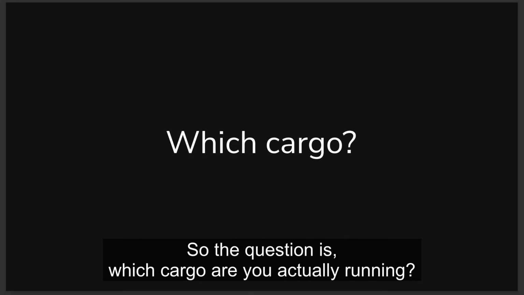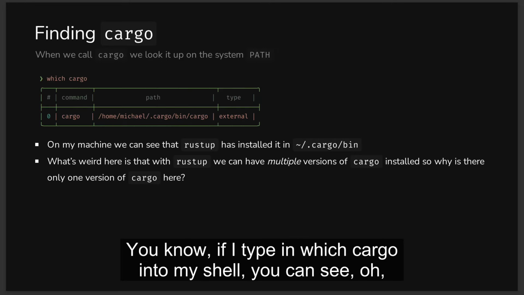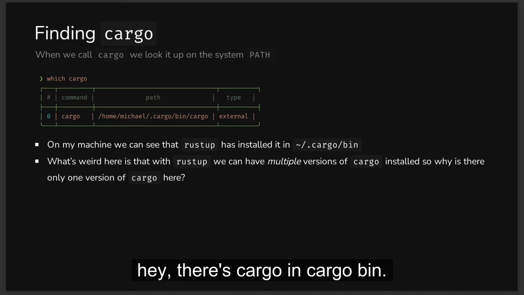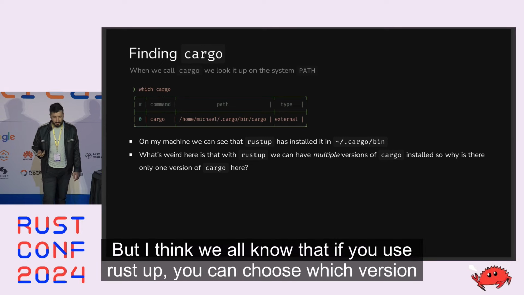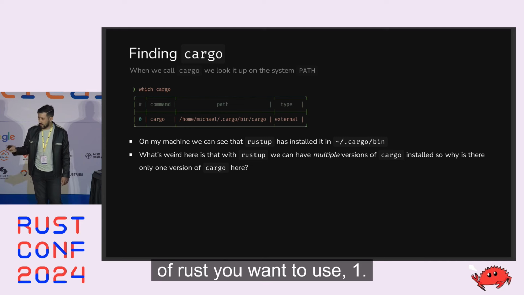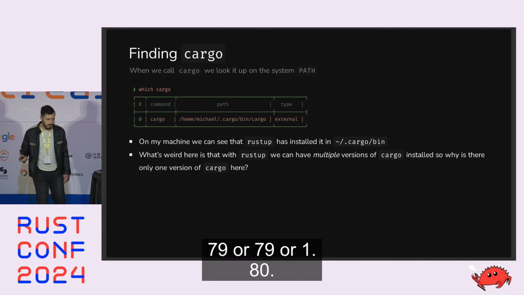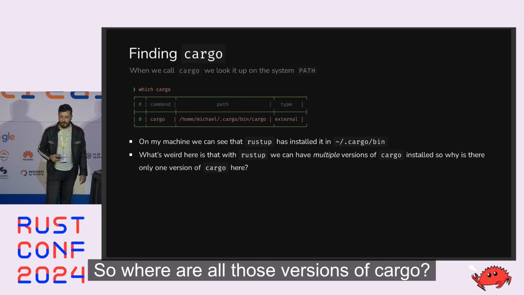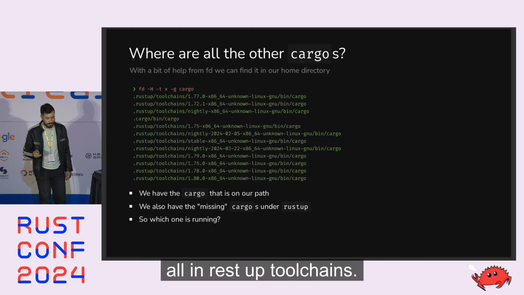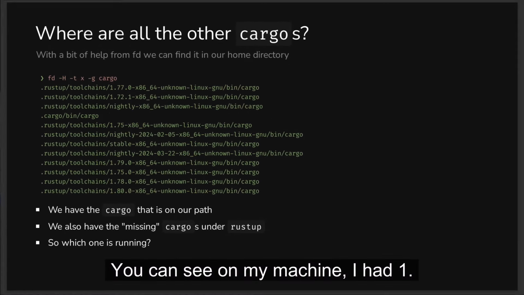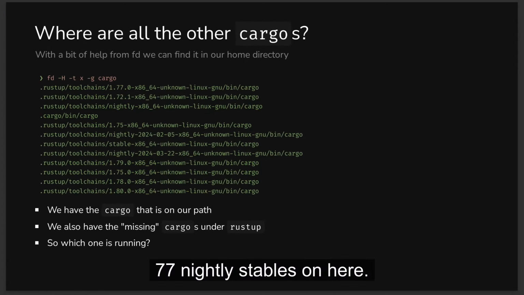So the question is, which cargo are you actually running? If I type in which cargo into my shell, you can see, oh, hey, there's cargo in cargo/bin in my home directory. But I think we all know that if you use rustup, you can choose which version of Rust you want to use, 1.79 or 1.80. So where are all those versions of cargo? Well, with a little help of fd, we can see that they're actually all in .rustup/toolchains.